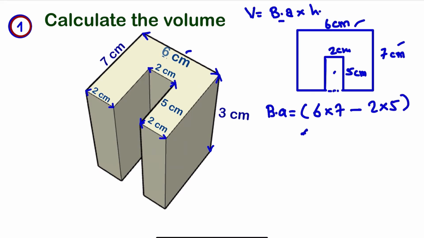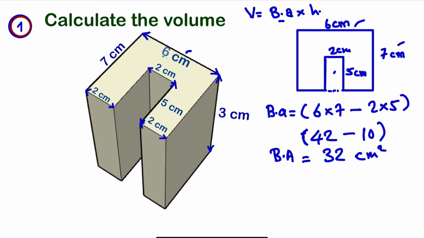If we multiply these together, 6 times 7 will give us 42. So we are going to have 42 minus 10. If we subtract this, we are going to have 32. So this is our base area, normally in centimeter square.